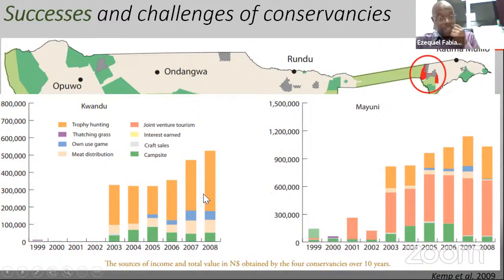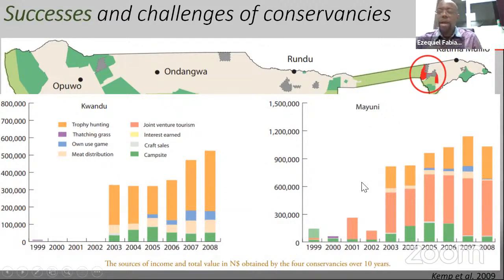Second to that, we can also see that there are differences in terms of what services or resources our communities are benefiting from being in these conservancies. So, for example, in the Kwando Conservancy, conservation hunting seems to be a major source of income versus joint venture tourism in the Mayuni Conservancy.